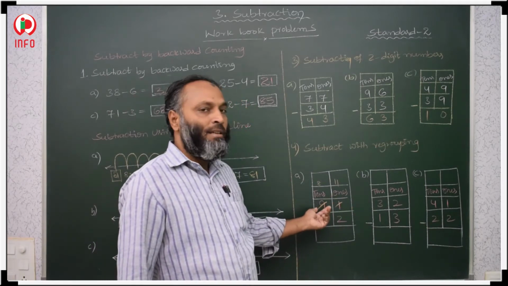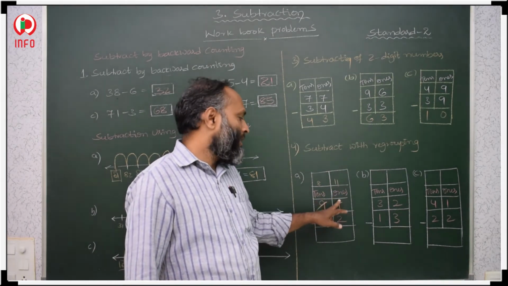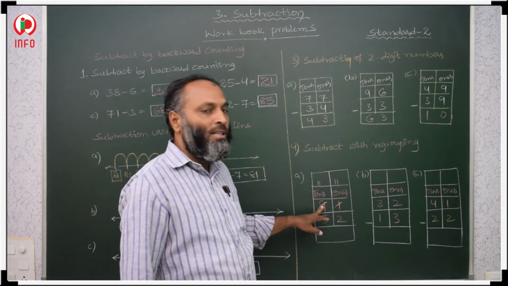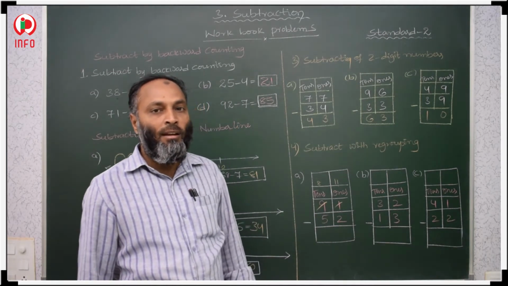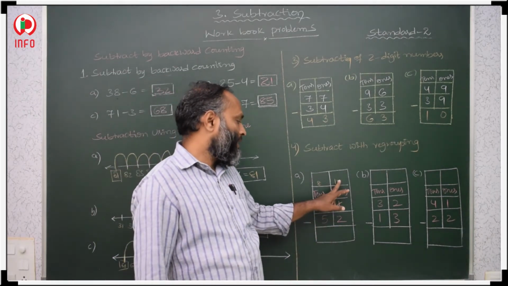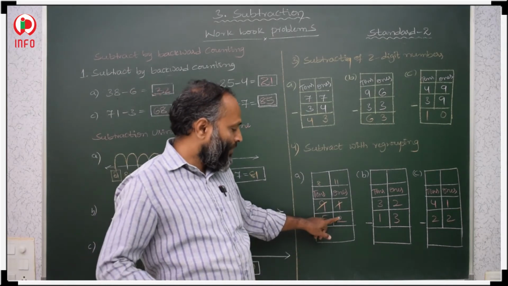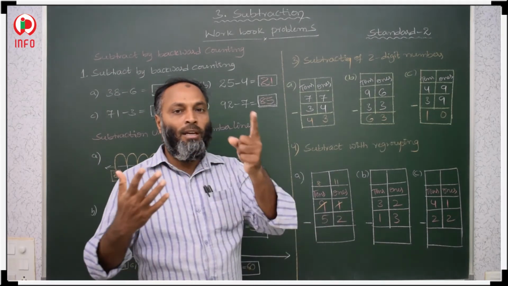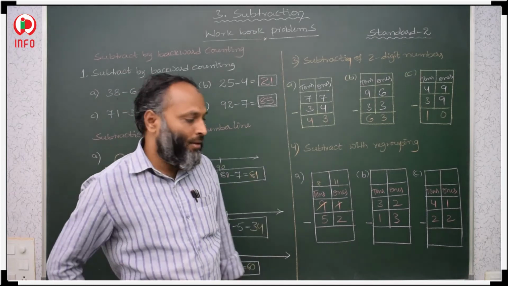Here a total of 9 tens are there. Out of these 9 tens we are taking 1 ten here. So 10 plus 1, we get 11. Out of 9 tens, 1 we are taking, so 8 tens are left. Then 11 minus 2. 2 is there, no? You count from 3: 3, 4, 5, 6, 7, 8, 9, 10, 11. How many? 9. So you count like that.